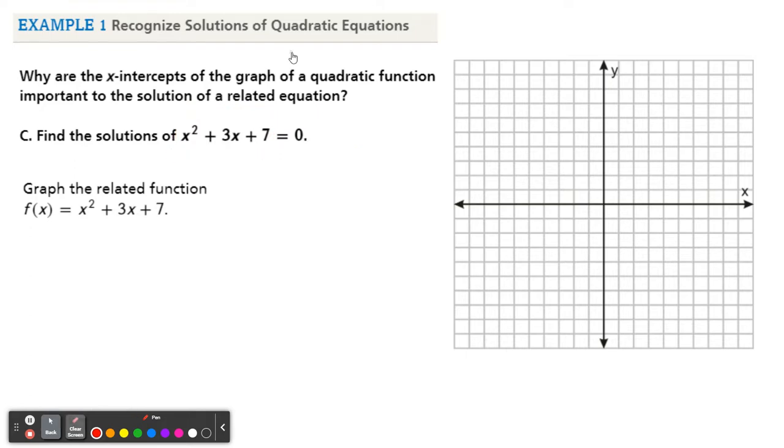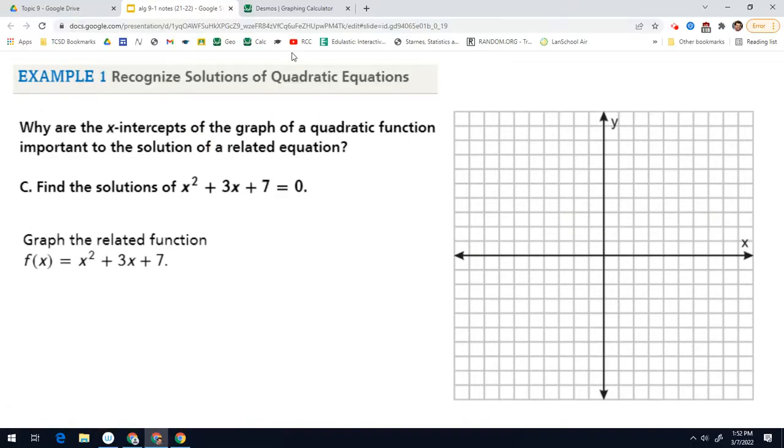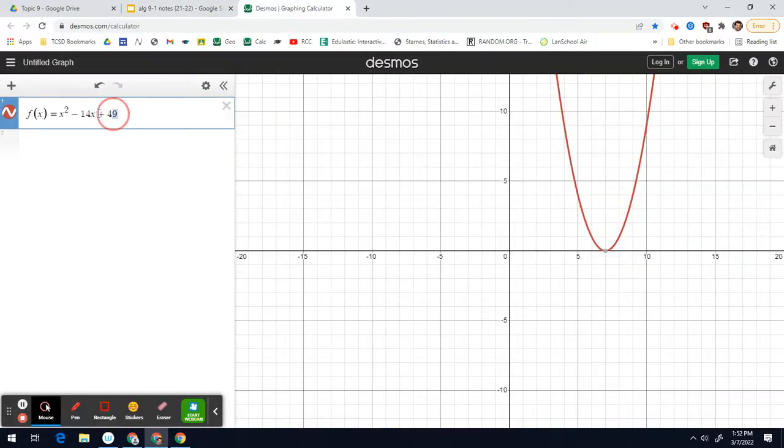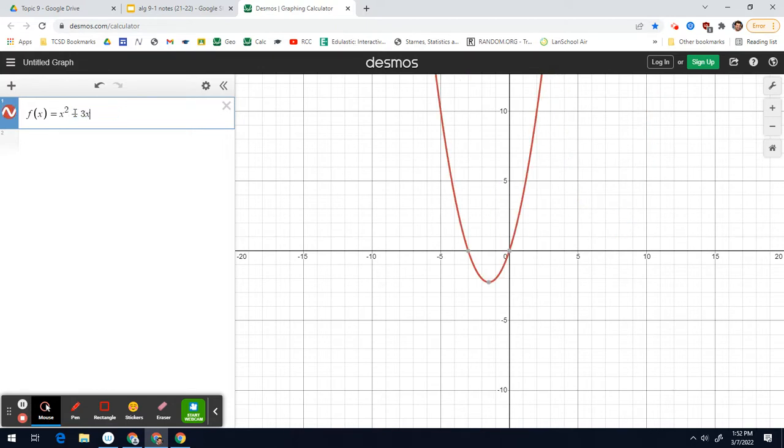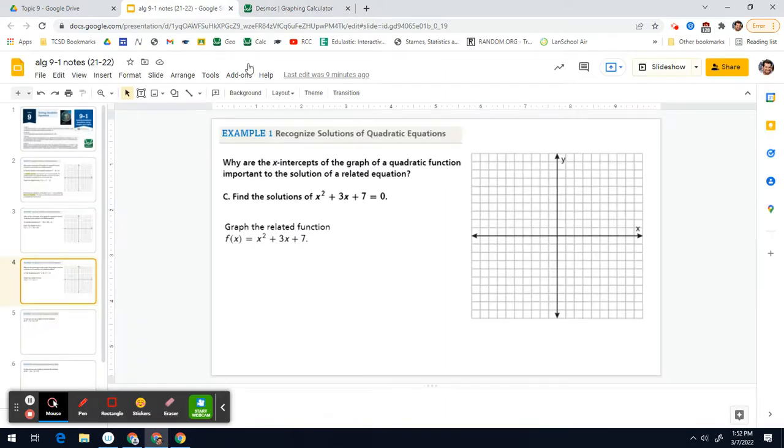So if I go to Desmos, let's go ahead and type this in. So we're doing f of x equals x squared plus 3x plus 7. And look at this, right? This graph does not touch the x-axis. The x-axis is down here. It's up here, right? Its vertex is at negative 1.5, 4.75, so negative 1.5, almost 5. Y-intercept is at 0, 7. So let's graph that real fast, so we have a picture in our notes.